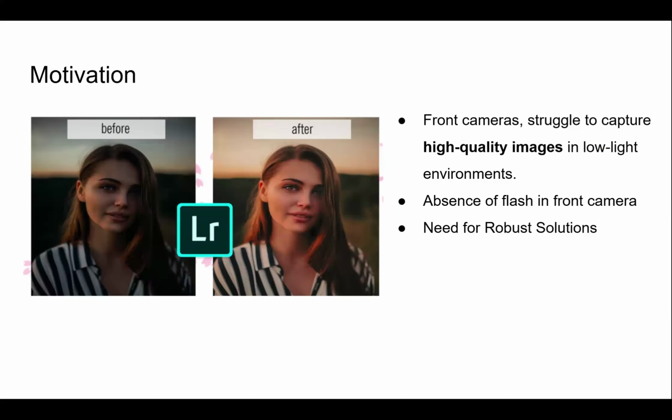Another common issue is that mobile cameras, particularly front facing ones, often struggle to capture high quality images in low light environments. This is because of the absence of a flash in front cameras. Manually editing these pictures can be very time consuming. Traditional image enhancement methods often rely on supervised methods which require datasets under all kinds of lighting conditions. Hence, we aim to develop a robust solution which can handle a wide range of lighting environments.